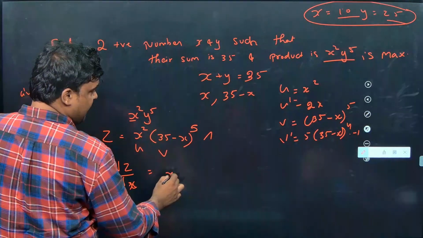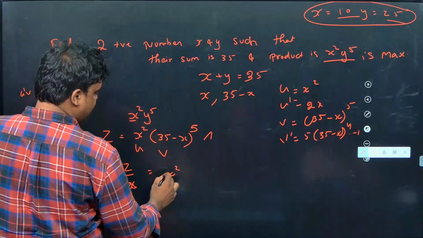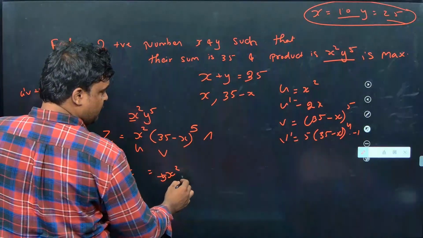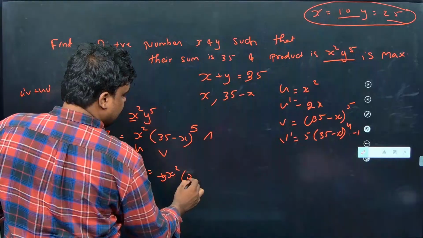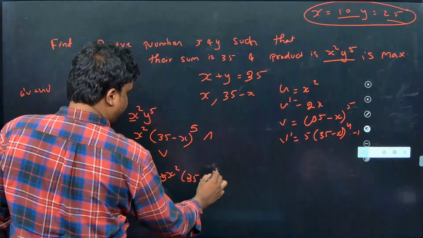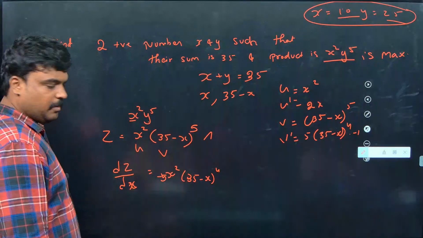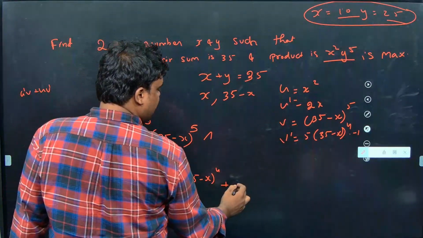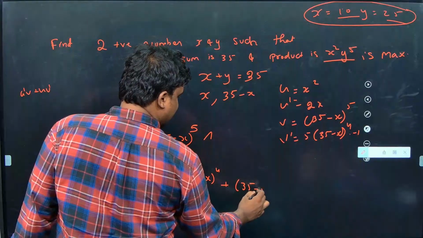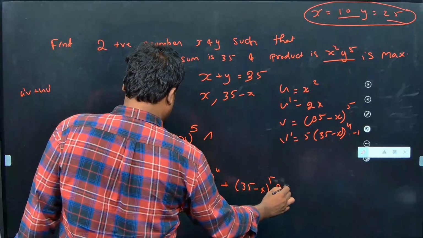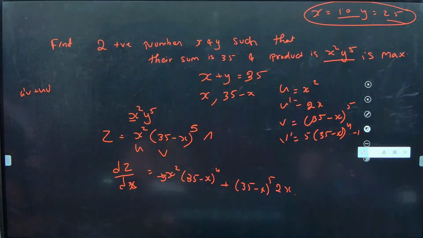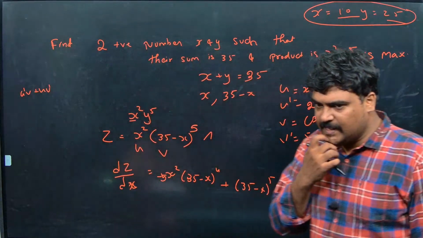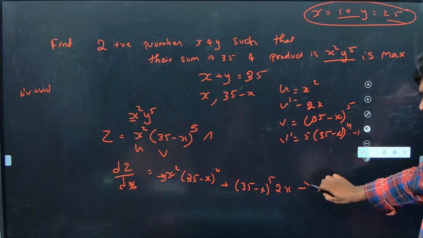x square into minus 5 into 35 minus x to the power of 4. Okay, so அப்போ u dash v என்ன வரும்? 35 minus x to the power of 5 into 2x. இப்போ என்ன பண்ணணும்? equal to 0 போடணும். இதை equal to 0 போட்டா என்ன வரும்னு பாரு.